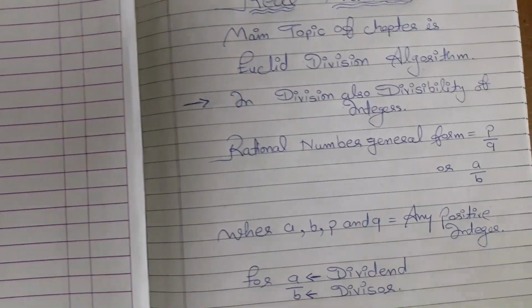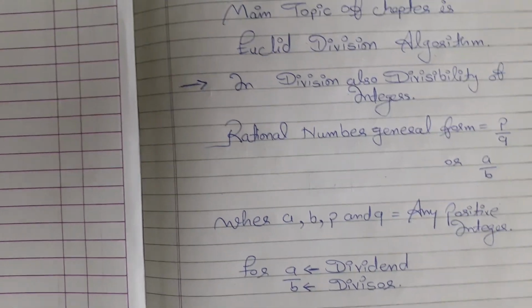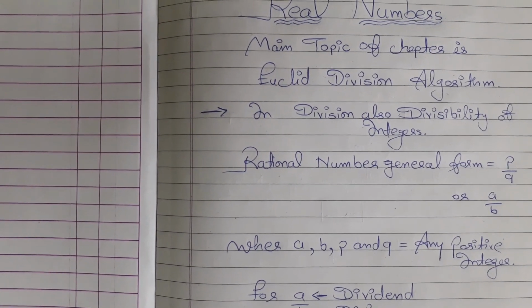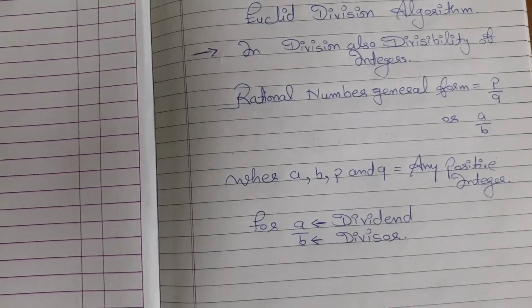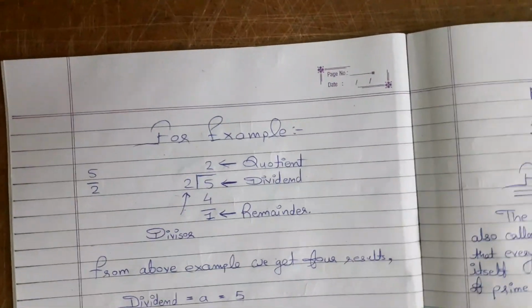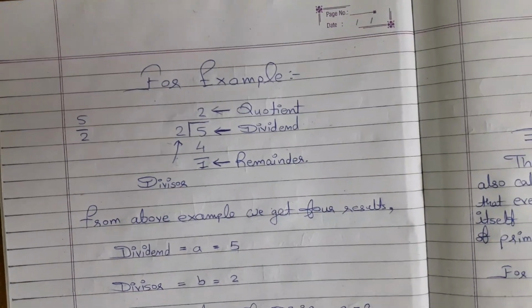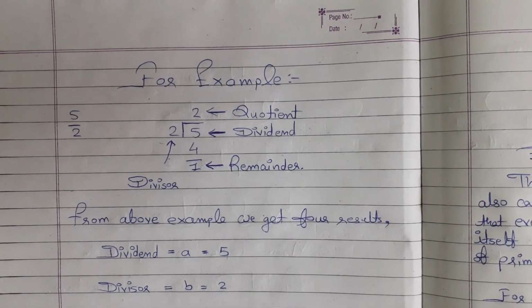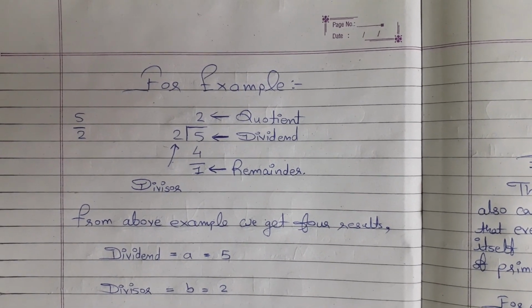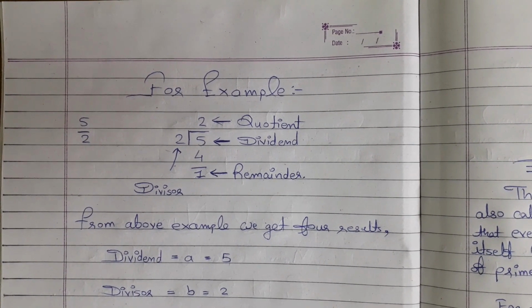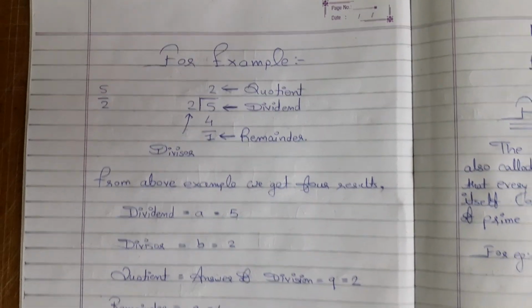A rational number or real number is described in the form P by Q, or A by B, where A is the dividend and B is the divisor. Suppose we take the example of 5 divided by 2. 5 is the dividend and 2 is the divisor. Whenever we divide 5 by 2, we get quotient 2 and remainder 1.